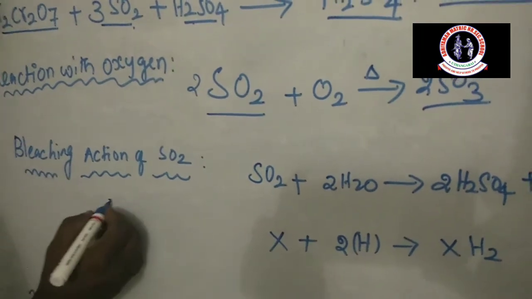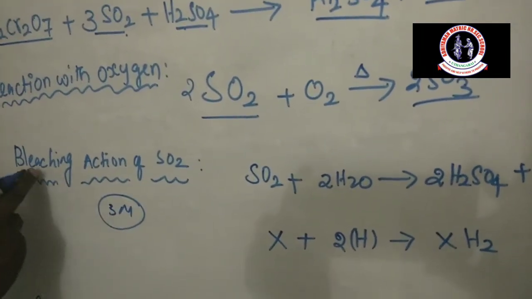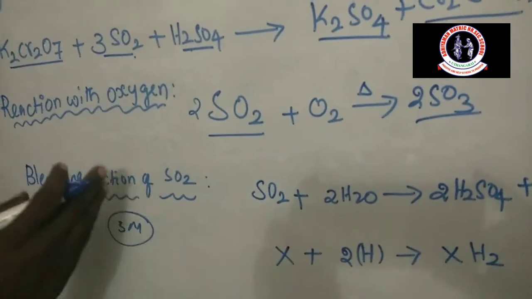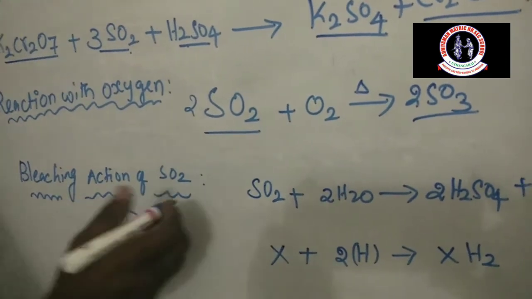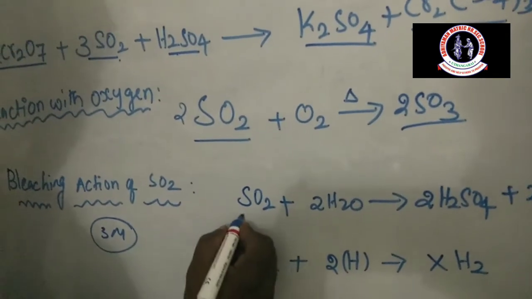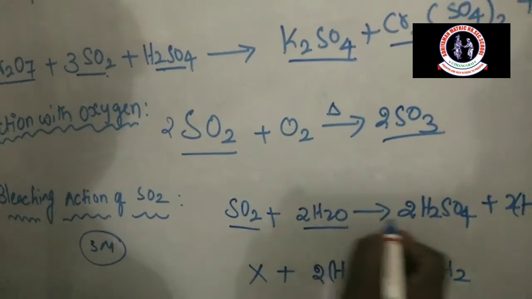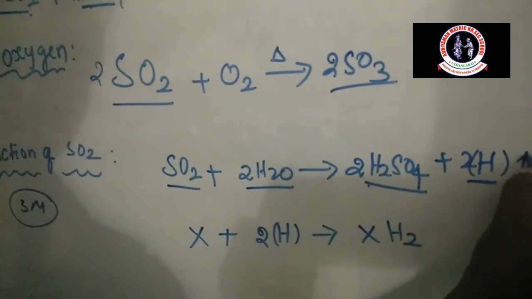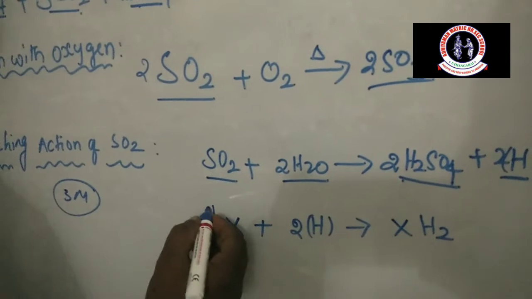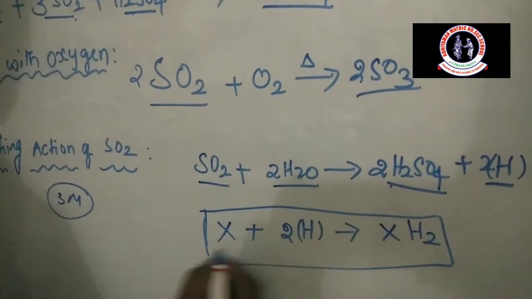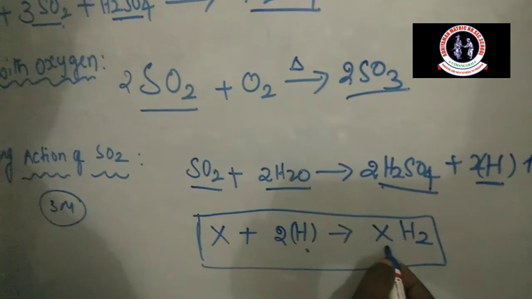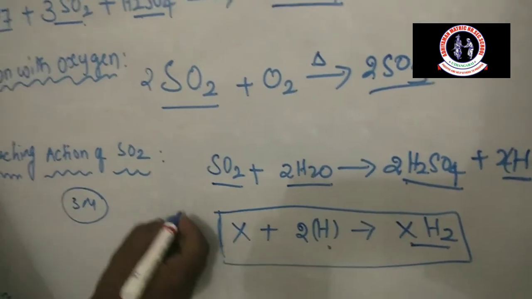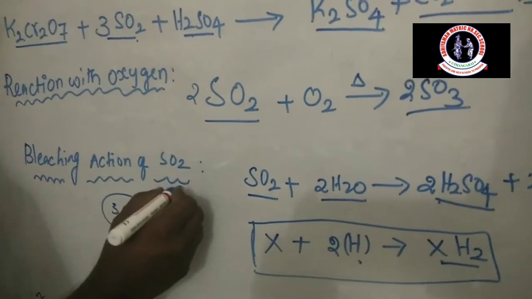And bleaching action, a 3 mark question. Write a note on the bleaching action of sulfur dioxide, or write down the equation for the bleaching action of sulfur dioxide. It's very important for a 3 mark question. Sulfur dioxide is treated with water to give sulfuric acid and hydrogen evolved, which means compound X is treated with hydrogen to form hydrogenated X. This is the very important bleaching action of sulfur dioxide.